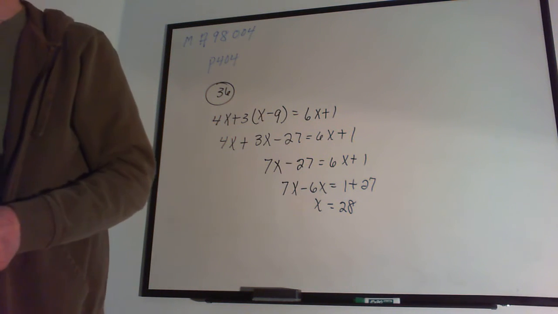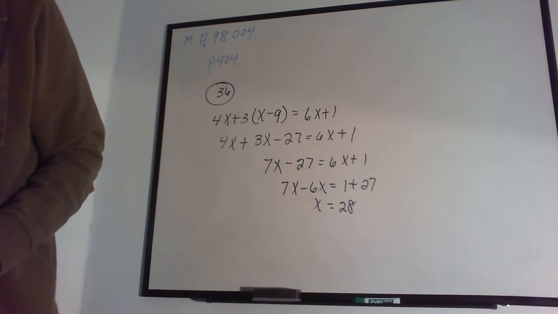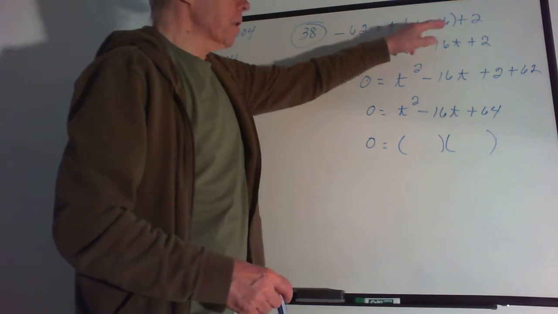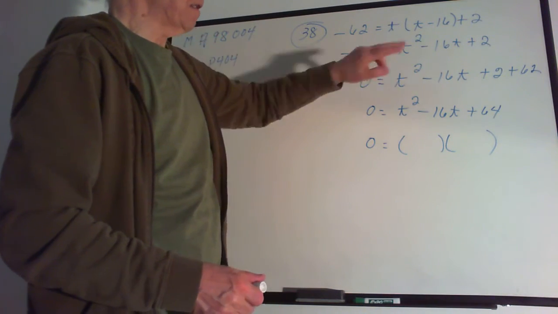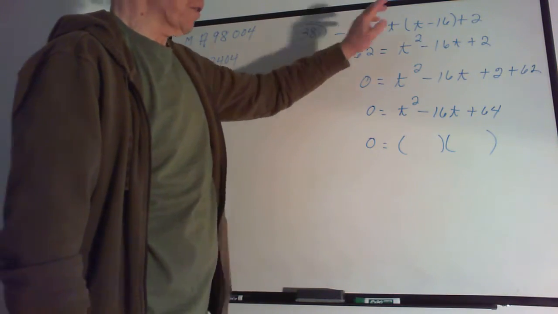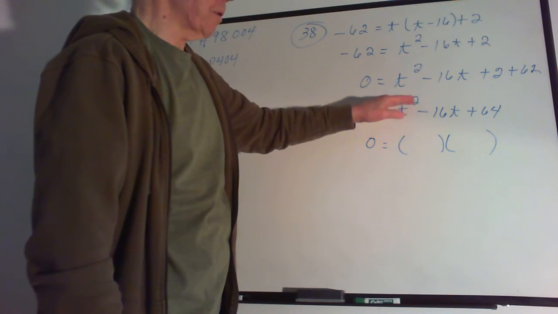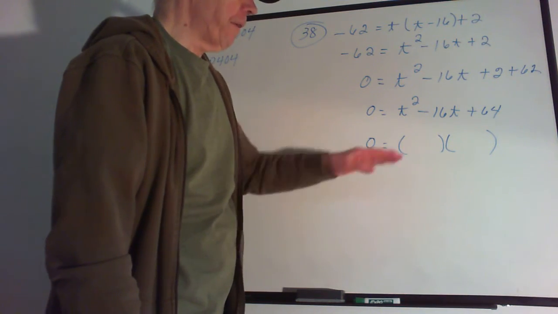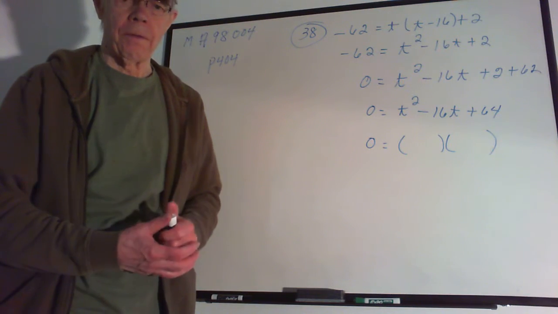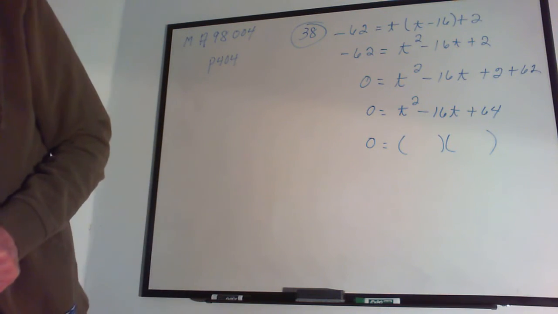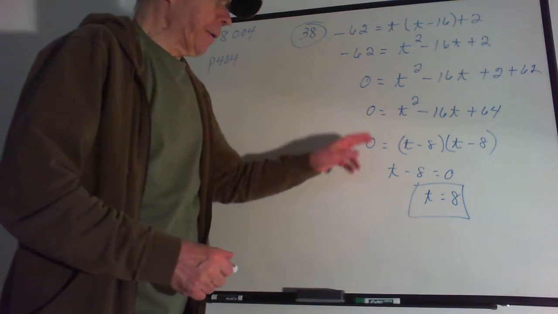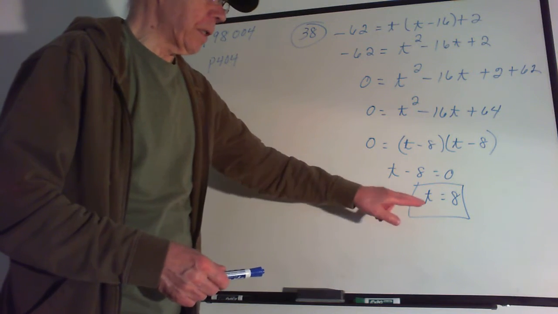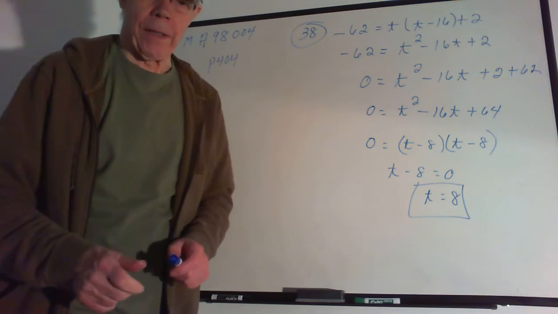So try next one, number 38. All right, so I multiply through, I get t squared minus 16t plus 2. Bring 62 to the other side, I end up getting 0 equals t squared minus 16t plus 64. So factor this, pause the video, factor it, and try to solve it. Okay, when you factor it, you get t minus 8 times t minus 8. So set one equal to 0, t is equal to 8 in both cases.